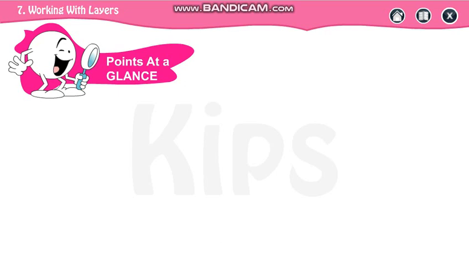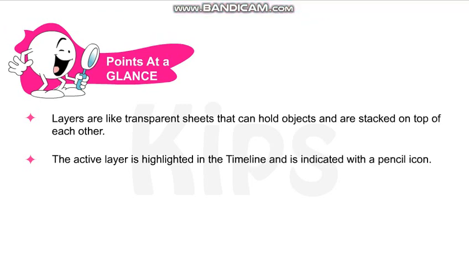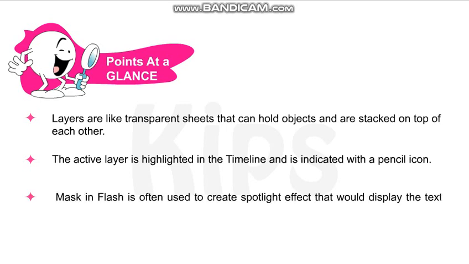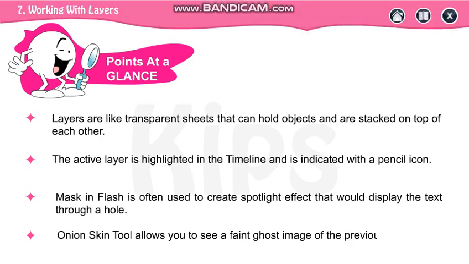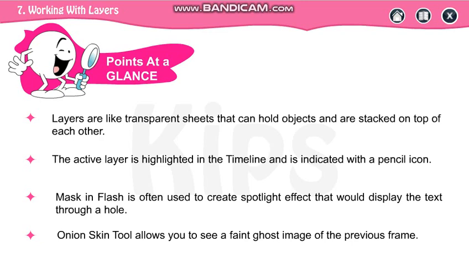So, points at a glance. Layers are like transparent sheets that can hold objects and are stacked on top of each other. Stack मतलब एक दूसरे के ऊपर रखा रहता है, stack. The active layer is highlighted in the timeline and indicated with the pencil icon. Mask in Flash is often used to create a spotlight effect, where you would like to display the text through a hole. The onion skin tool allows you to see the faint ghost image of the previous frame.